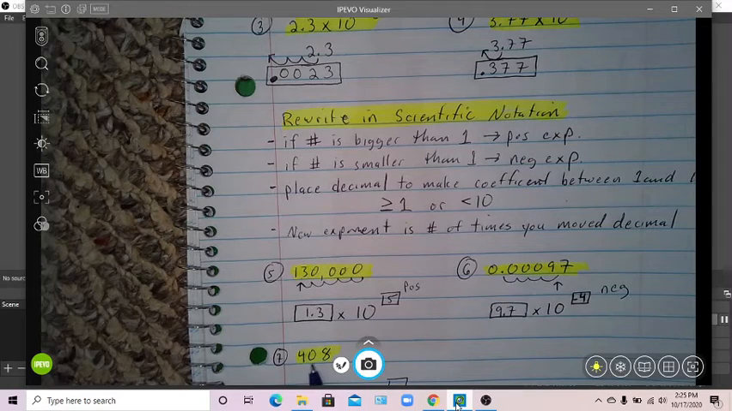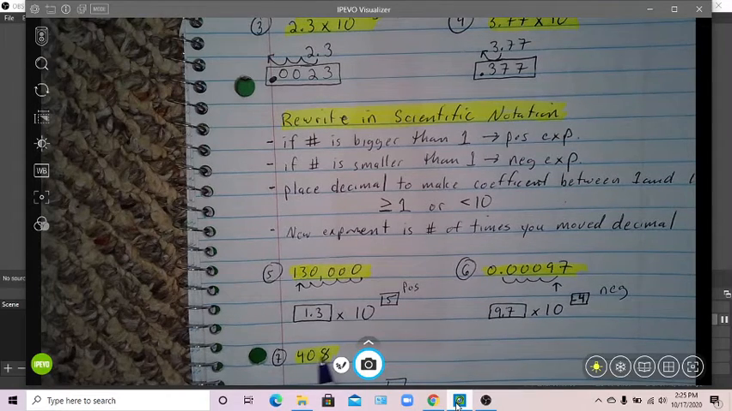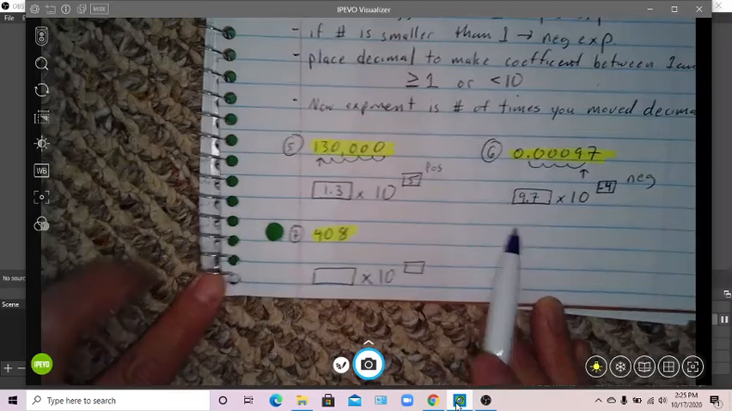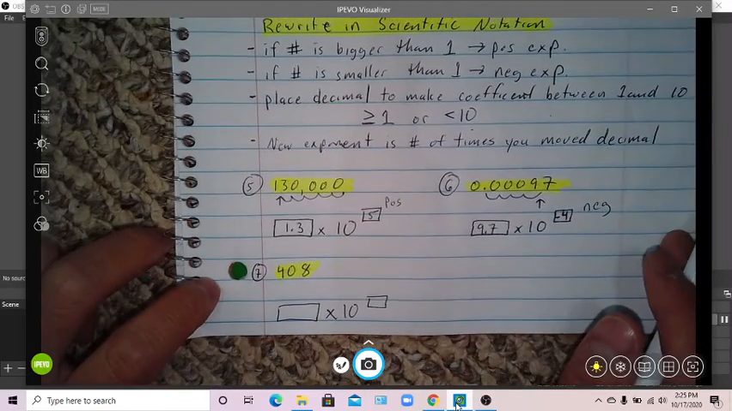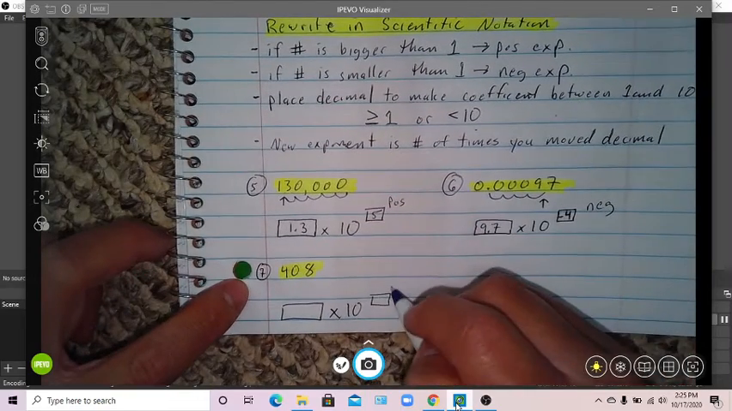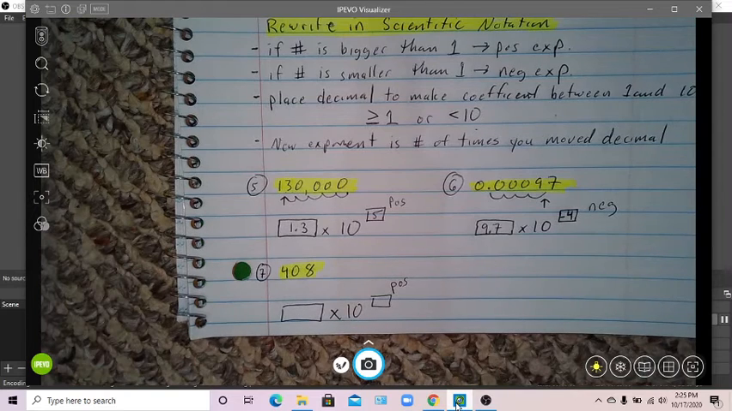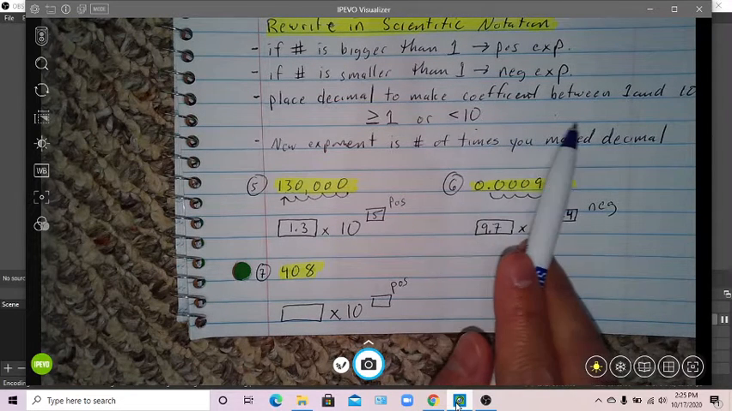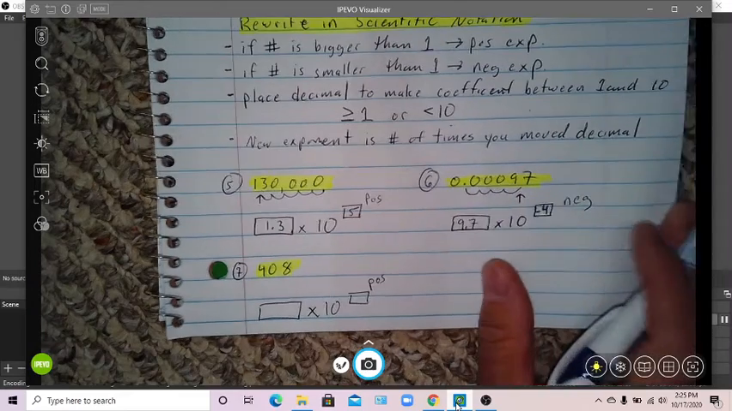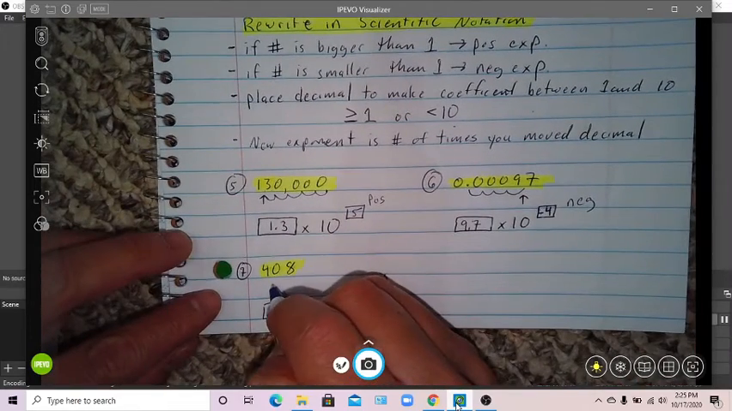So the first thing is, is this number bigger than 1 or smaller than 1? So it's bigger than 1. So it's going to be a positive exponent. Let's note that this is going to be a positive exponent. So I need to place the decimal between coefficients to make it between 1 and 10. So where will I put it? I will put it right here.